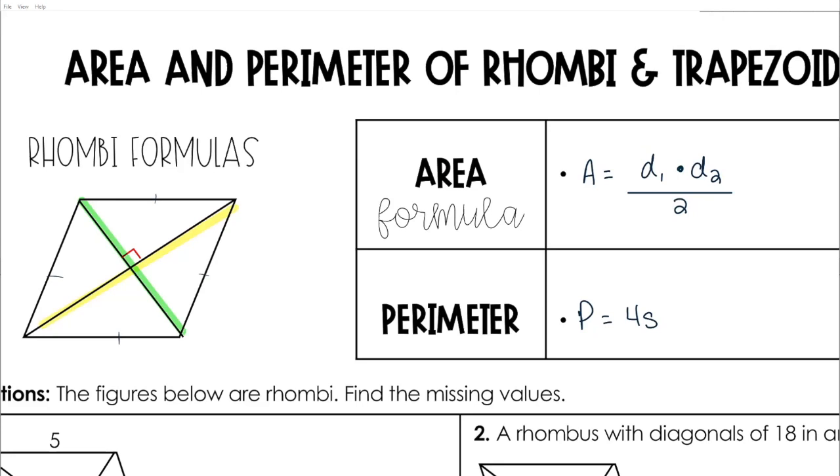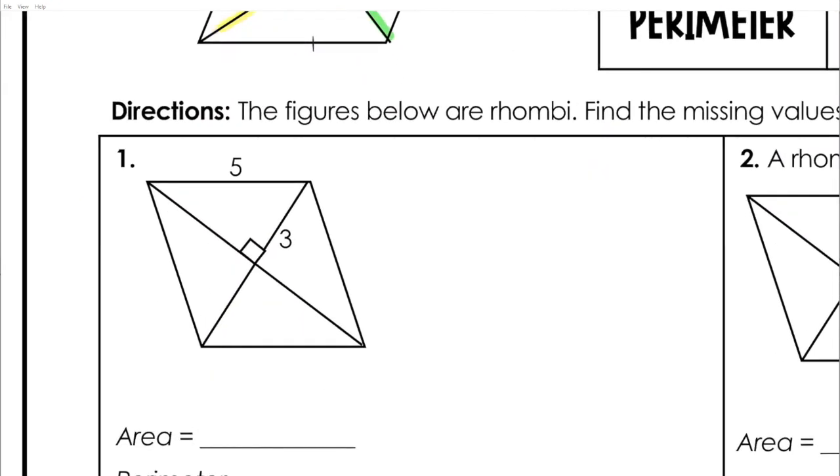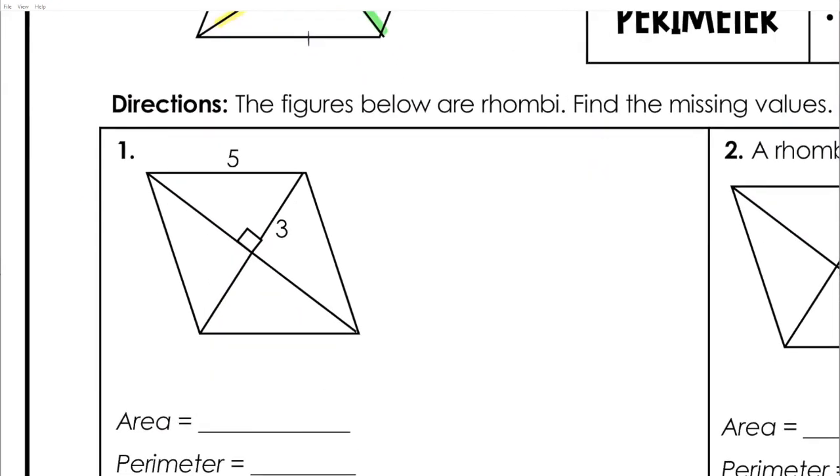Any questions before we get rolling? All right, so looking at number 1, okay, the figures below are rhombi. It's important that they tell us that, or else we'd have to prove it, and that's a whole different animal. Find the missing values. It wants us to find the area and perimeter of this rhombus.